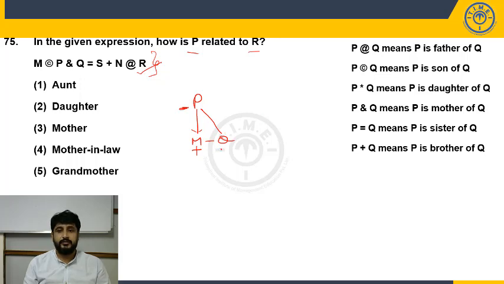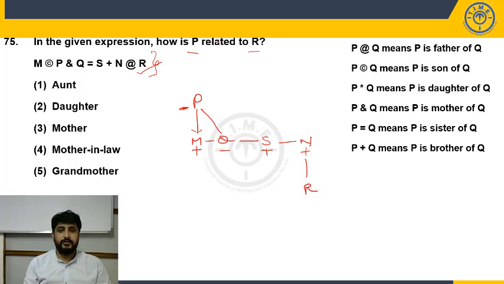Q is a sister of S. M, Q, S, these three people are siblings. S is a brother of N. These four people are siblings. N is the father of R.